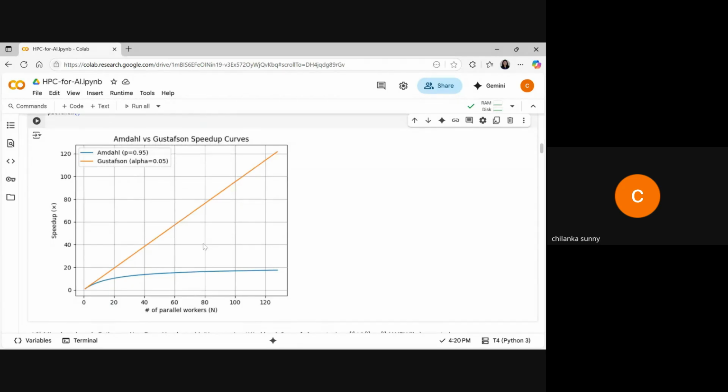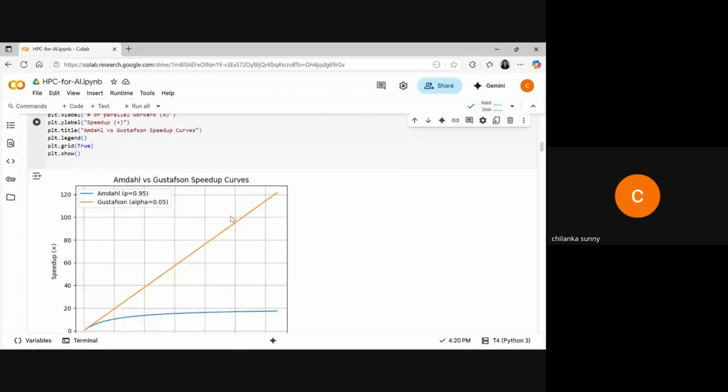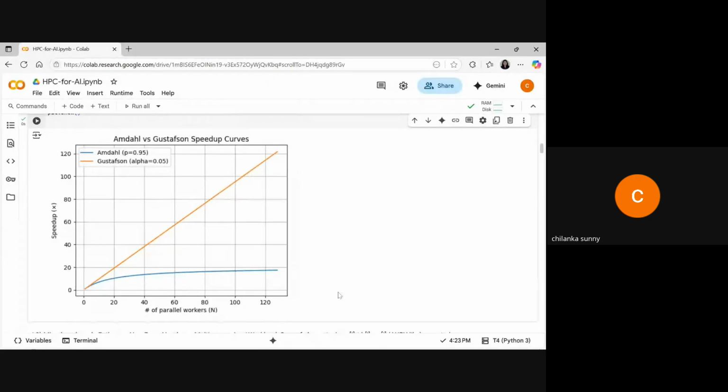All right. I have just pre-run this to avoid a last minute glitch, but let's run it now. Okay. So this is the curve that is plotted with the Amdahl's and the Gustafson speedup curves. The parallel workers go from 1 to 129, and on the left side, on the y-axis, we are showing the speedup. So let's first focus on the Amdahl's curve.